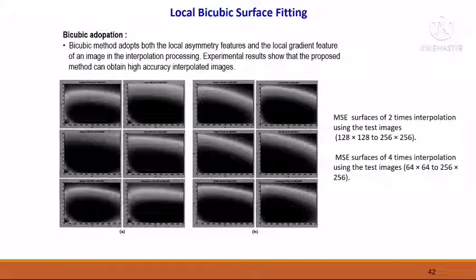When it comes to adoption, here there are two figures, A and B. The MSC surfaces here: the first one is only twice interpolated, whereas the second one is four times interpolated. You can see the detailing of these things, where this is a rough thing, but this is more curvy in nature and more detailed in nature.